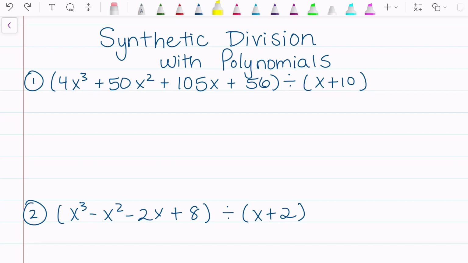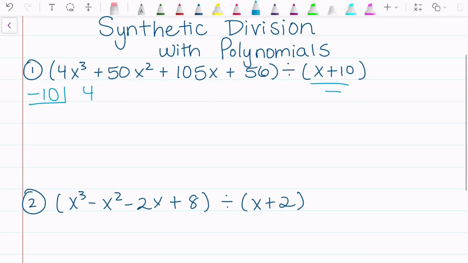So when I'm doing this, I am going to start by taking what would make what you're dividing by be 0, because it could potentially be a factor. And so if I'm dividing by x plus 10, negative 10 would make it be 0. So it's the opposite of what you're dividing by. And then I'm going to list out my leading coefficients of what I'm dividing. So I have 4, 50, 105, and 56. And then I'm going to draw a line.